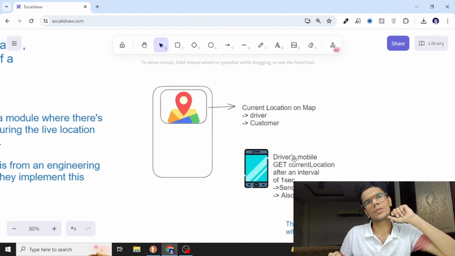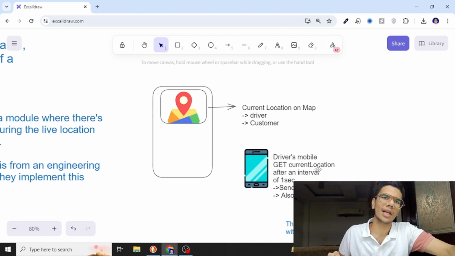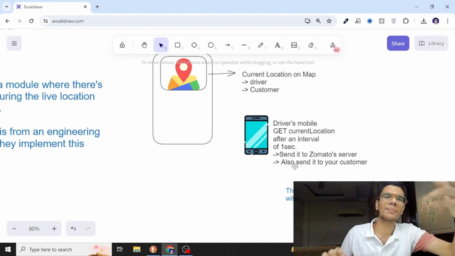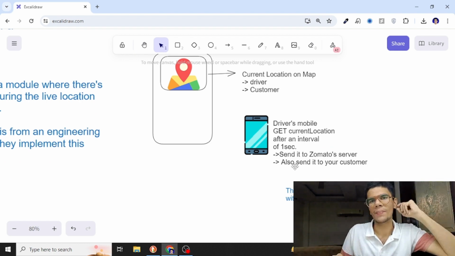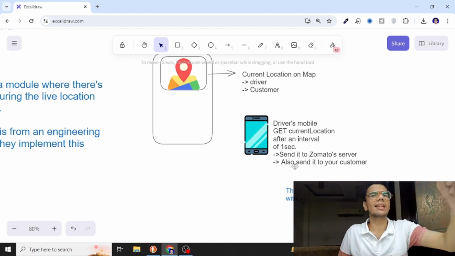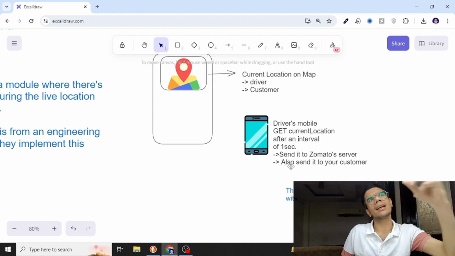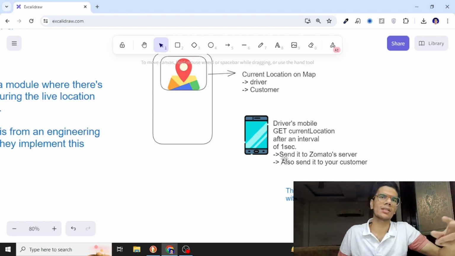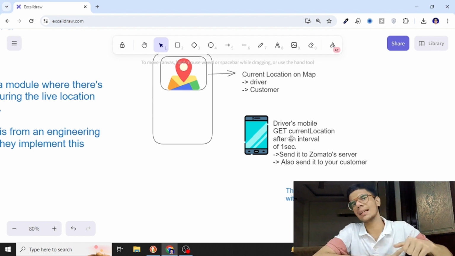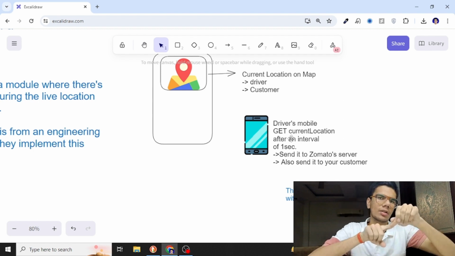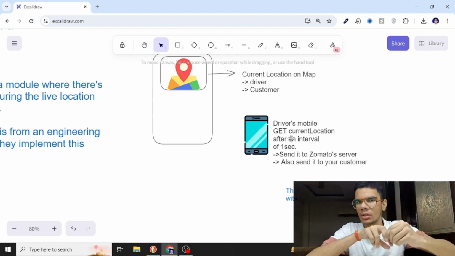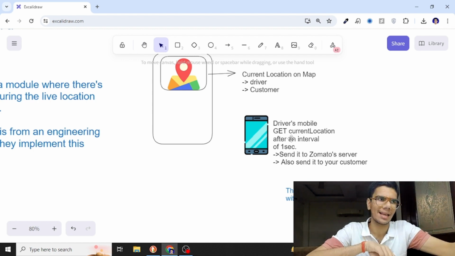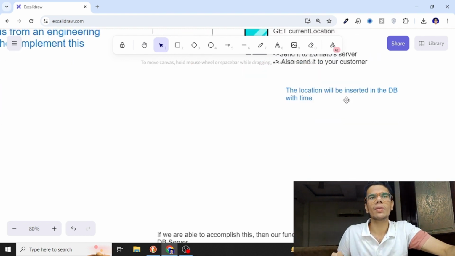They get the current location variable from the driver's mobile, and it gets updated every second, so you get to see the real-time updates. Then it sends to two places: one is the Zomato server and the second is the customer. The location has to be sent to the Zomato server and also to the customer, and the location will be inserted in the database in real time.